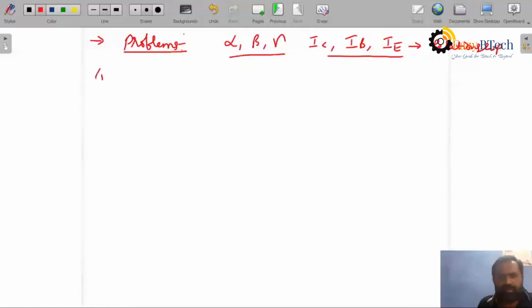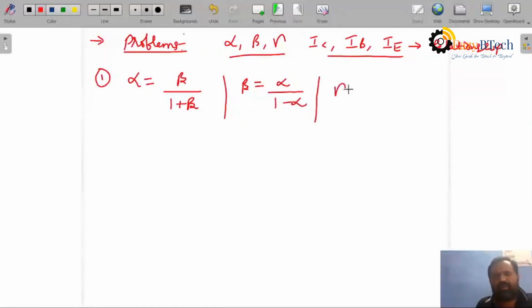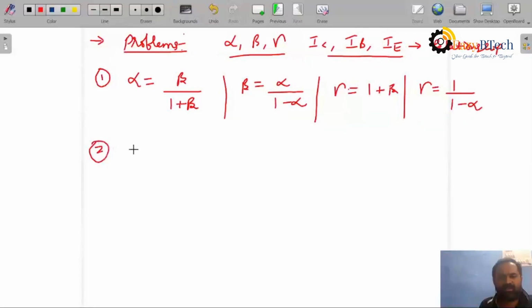First, you can remember alpha is equal to beta by 1 plus beta. Next, beta is equal to alpha by 1 minus alpha. Gamma is equal to 1 plus beta. Gamma is equal to 1 by 1 minus alpha. This is the relationship. And next equation: IE, the emitter current, is equal to IC plus IB. Emitter current is equal to collector current plus base current.